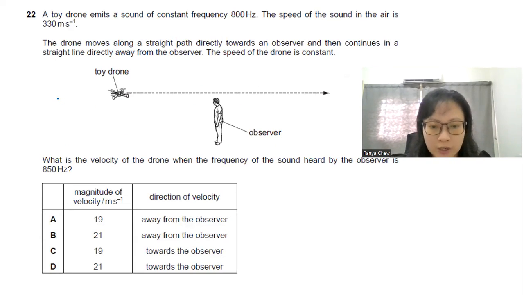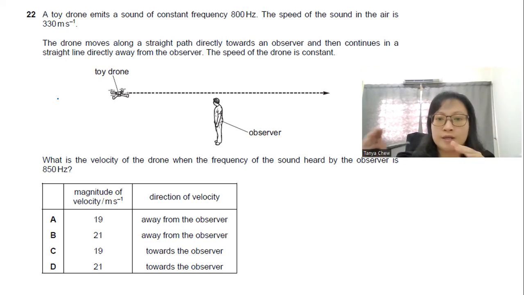Question number 22, a toy drone emits a sound of constant frequency of 800 Hertz. The speed of the sound in the air is 330 meters per second. The drone moves along a straight path directly towards an observer and then continues in a straight line directly away from the observer. This is definitely Doppler effect. The speed of the drone is constant. What is the velocity of the drone when the frequency of the sound heard by the observer is 850 Hertz?